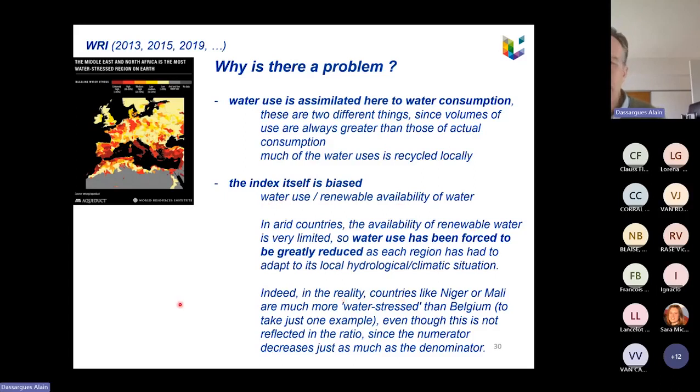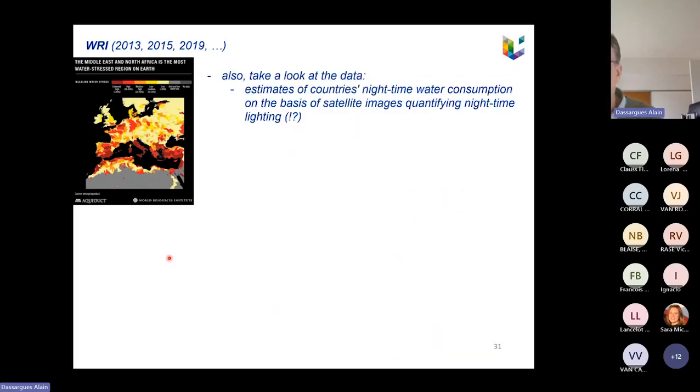In reality, countries like Niger, Mali, and so on are much more water stressed than Belgium, as you can imagine, even though it is not reflected in this index. So this indicator is not the appropriate one to really estimate if we are stressed or if we will be stressed in the future with climate change.